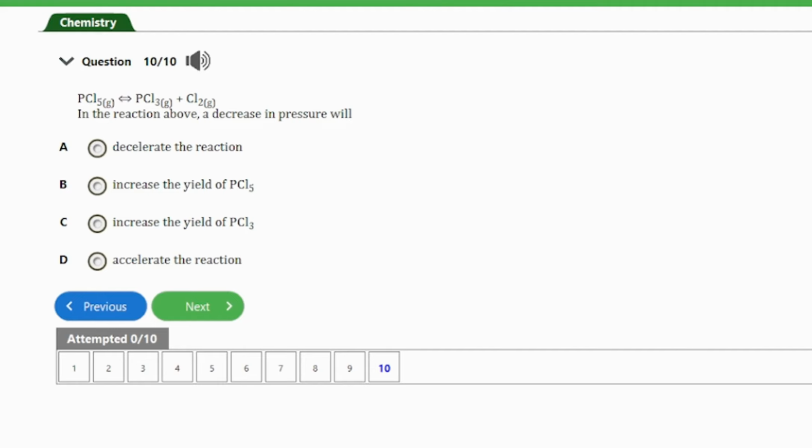So guys, from the equation of the reaction, decreasing pressure will cause the side with the higher number of molecules, which is where you have the phosphorus trichloride, to be formed. So hence, more of the phosphorus trichloride will be formed. So that's it for that question, and that's option C.